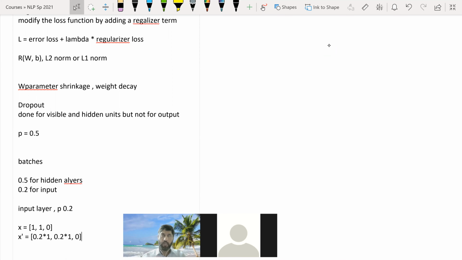Once the network has been trained, meaning that all the parameters are fixed and learned, use the full network without any dropping. But now you modify the inputs. If you have used dropout for the input, you will also modify the input. If you have used dropout for any hidden layer, you'll also modify the output of the hidden layer by a factor that's equal to the probability that you used for the dropout.